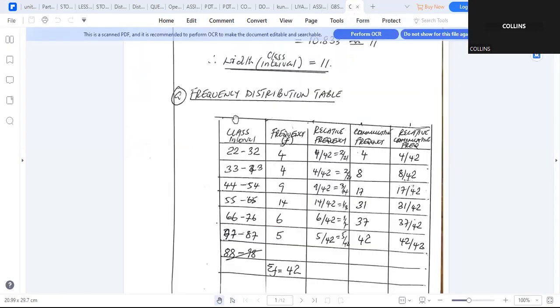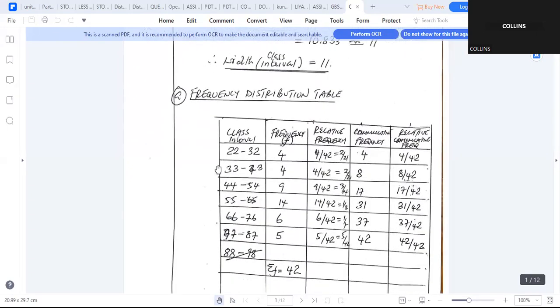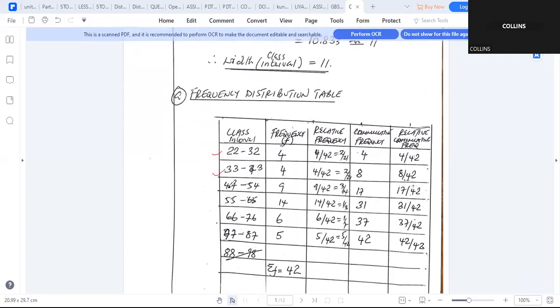So that being the case, 2 to the power 6 is 64, and 64 is more than 42. So this is what we are looking at. 11 is the class width. So we start with the smallest number, 22. We add 11. 22 plus 11 is 33. We add 11, 44. We add 11, 55. We add 11, 66 and 77.